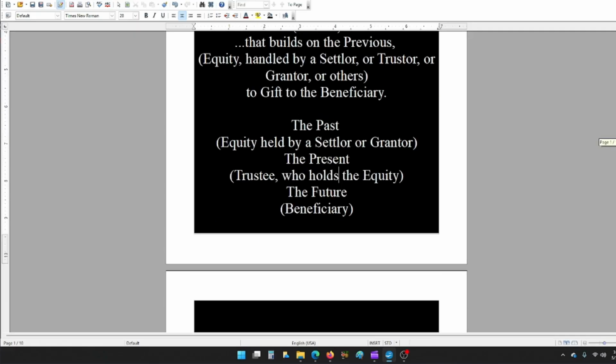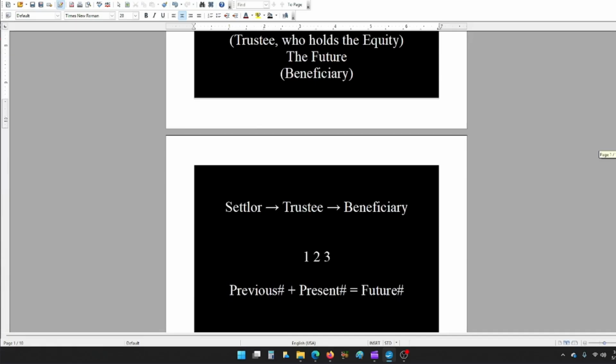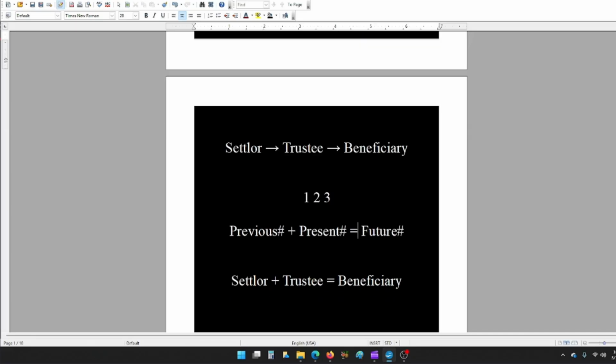Okay? This is what a trust is. But there's more. Oh, you know with me, there's always more. So you have the settlor, the trustee, and the beneficiary. The party 1, party 2, party 3. 1, 2, 3. Which is the previous number, the present number, that leads to the future number. Here, I'll even change it. You got previous plus present leads to the future. Settlor plus trustee leads to the beneficiary. This is the basis of the trust. We have to understand this.